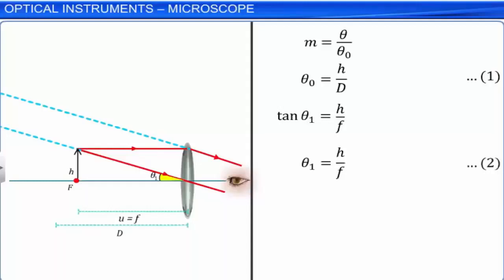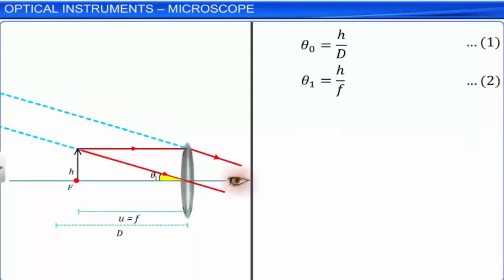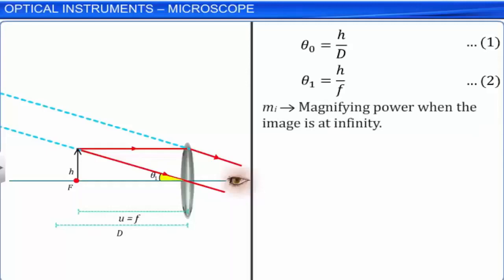On substituting the values of theta naught and theta 1 from equations 1 and 2, and on further simplification, we get the angular magnification or the magnifying power of the simple microscope as mi is equal to d by f. Let this be equation 3.